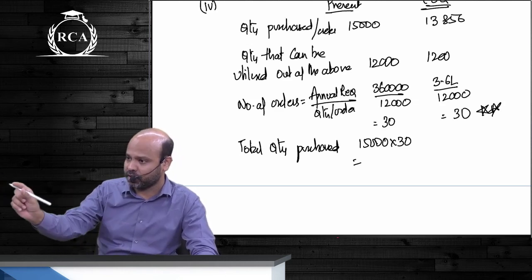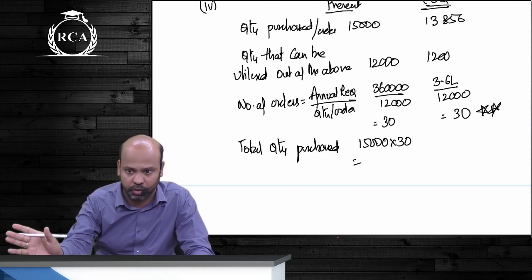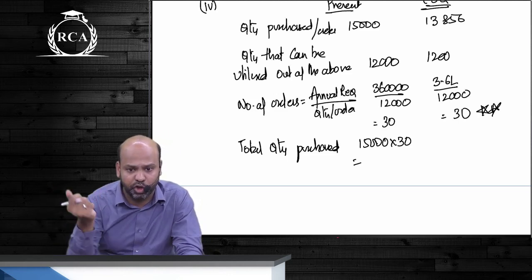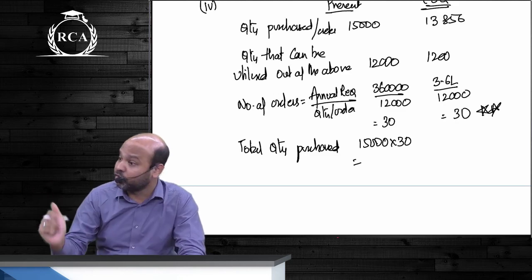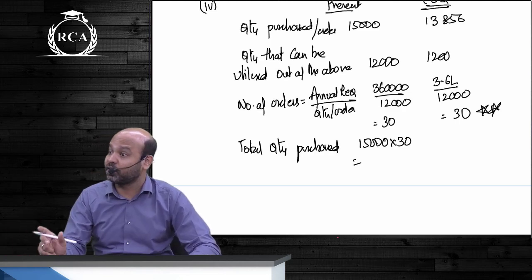But we cannot question the question here. The question says that 13,856 is the EOQ, follow that EOQ. But if you were the manager of this company, why will you buy 13,856 also? Shouldn't you buy only 12,000? Won't that reduce your cost further? But we are not allowed to do all of that. We will just answer based on the requirement here.